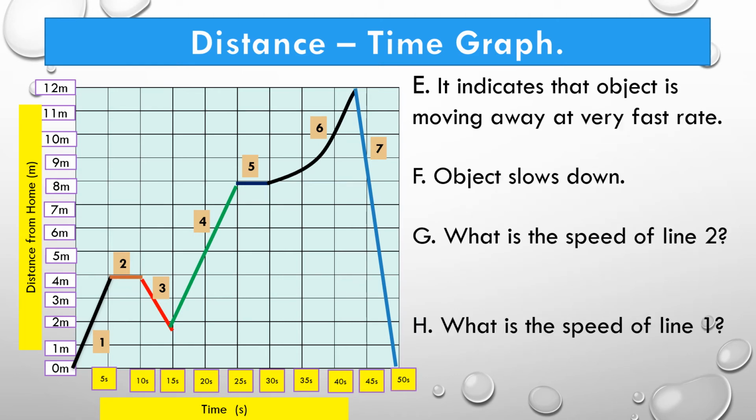Next, it indicates that the object is moving away at a very fast rate. What number is that one? A very fast rate. What is our answer there? If it is very fast, the line must be steeper. The line is steeper. Oh, which one there?